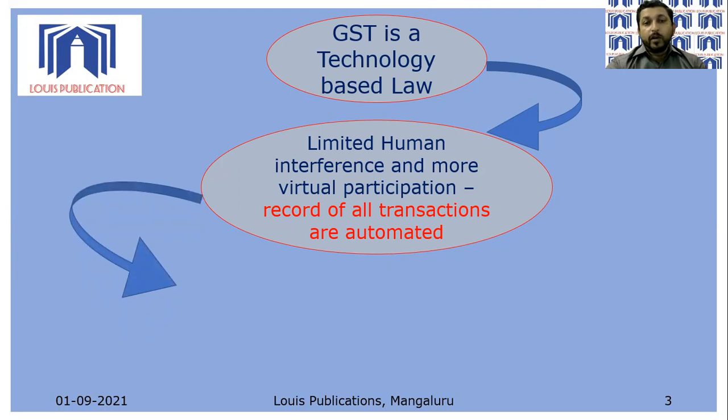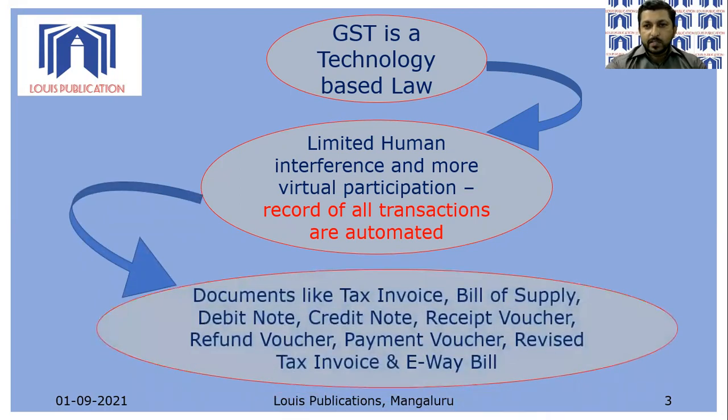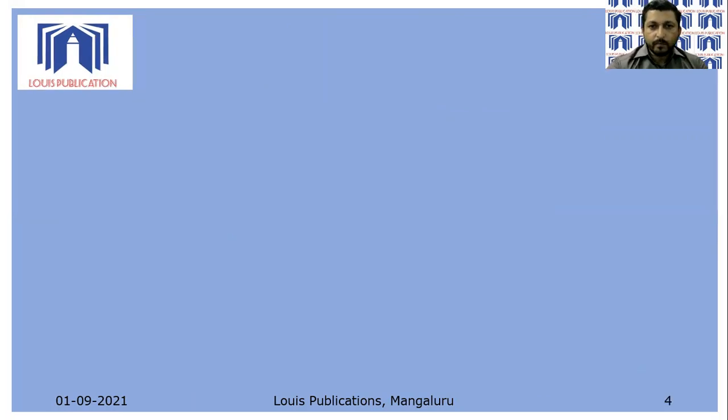Now, a very, very important point: which are the documents that we need to discuss, whose understanding is a must to understand this concept of GST? Documents like tax invoice, bill of supply, debit note, credit note, receipt voucher, refund voucher, payment voucher, revised tax invoice, and e-way bill. E-way bill is a very important document. We have actually discussed it in our earlier episode. So other than the e-way bill, we will be discussing all the other documents on the screen. We will be understanding what is tax invoice, bill of supply, and what is the difference between the two.